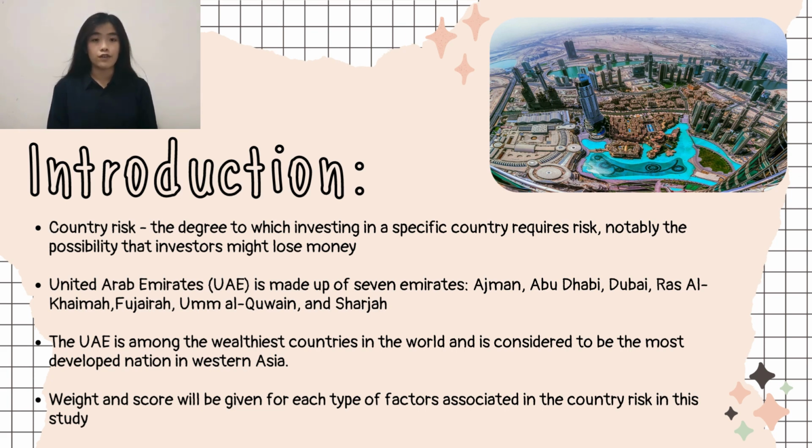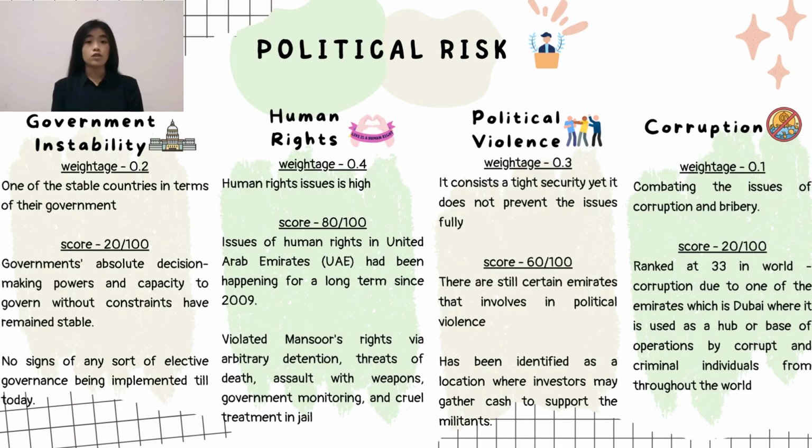The weight and score will be given for each type of factor associated with country risk in this study. For the first part, which is political risk, there are 4 factors. The first one is government instability, which is assigned a weight of 0.2. This is because, according to research, the UAE is one of the stable countries in terms of government. So the score given was 20 out of 100.